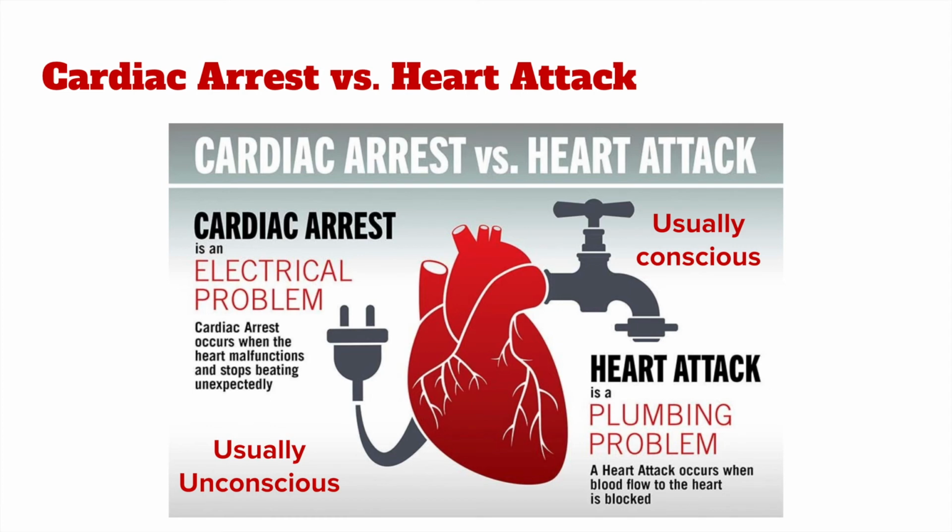So another way of thinking about this is cardiac arrest is an electrical problem. It occurs when the heart malfunctions and stops beating unexpectedly, whereas a heart attack is very much a plumbing problem. It occurs in the circulatory system when blood flow to the heart is blocked. A person in cardiac arrest is typically also not responsive, not breathing, and has no heartbeat. A person having a heart attack is typically conscious and often experiences symptoms like shortness of breath or pain or tightness in the chest. Although it is important to remember that a heart attack can trigger cardiac arrest.